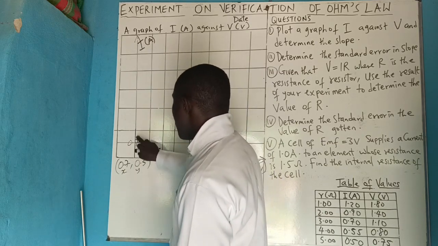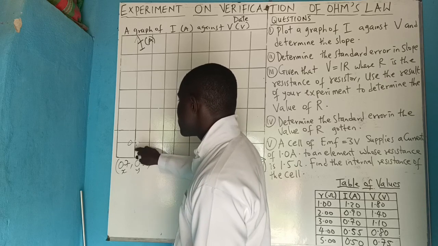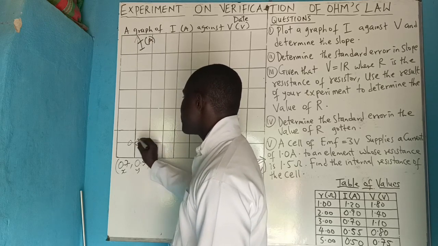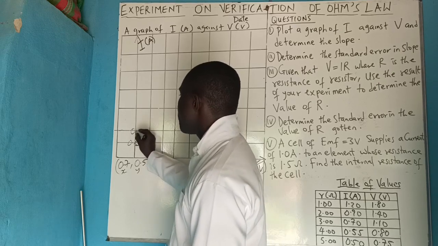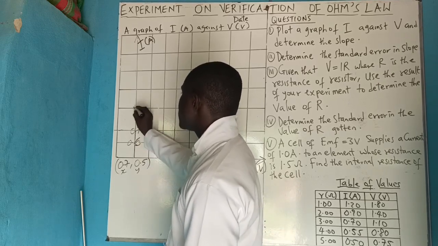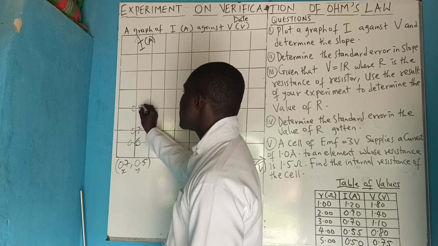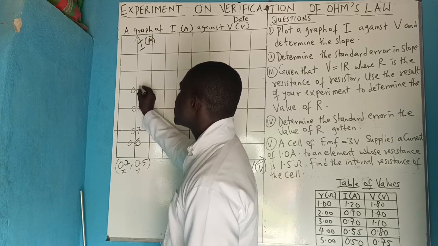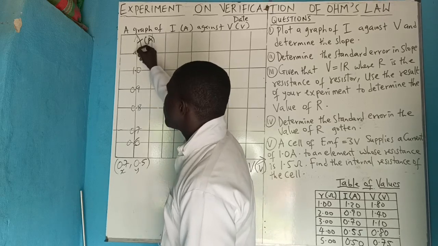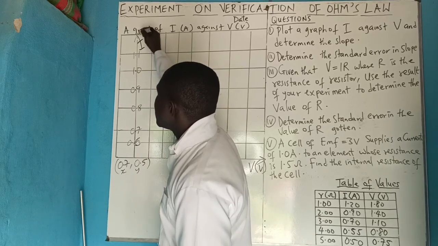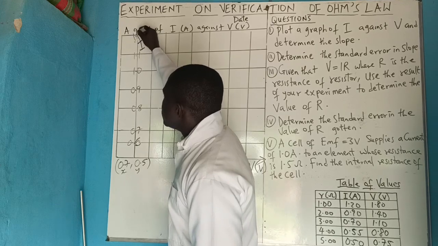Okay. I will use 0.6 and put here 0.7, 0.8, 0.9, 1.0, 1.1 and 1.2.